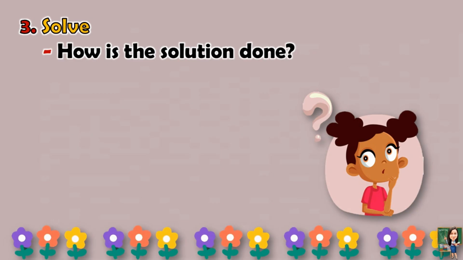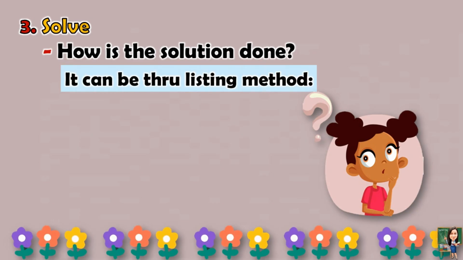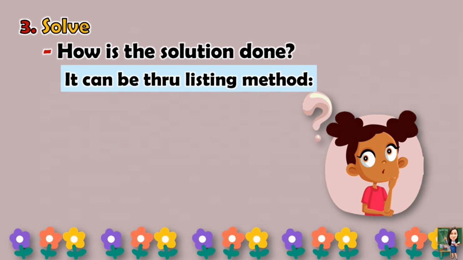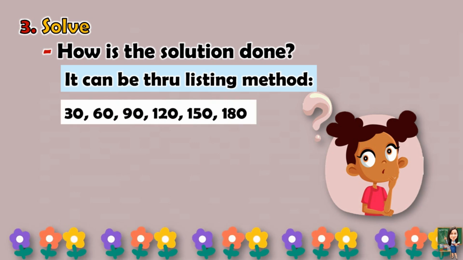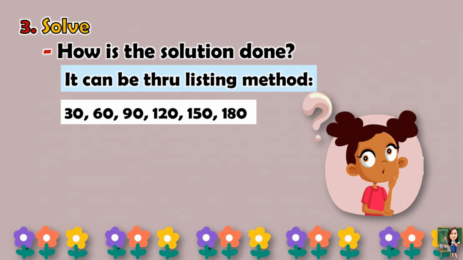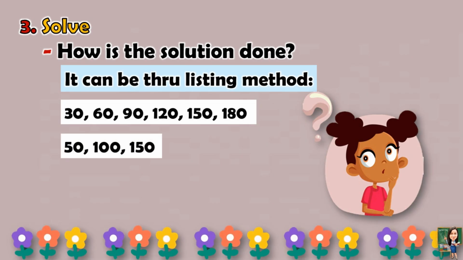How is the solution done? It can be through the listing method. The given data are 30 and 50. Multiples of 30: 30, 60, 90, 120, 150, 180. Multiples of 50: 50, 100, 150. The common multiple is 150.